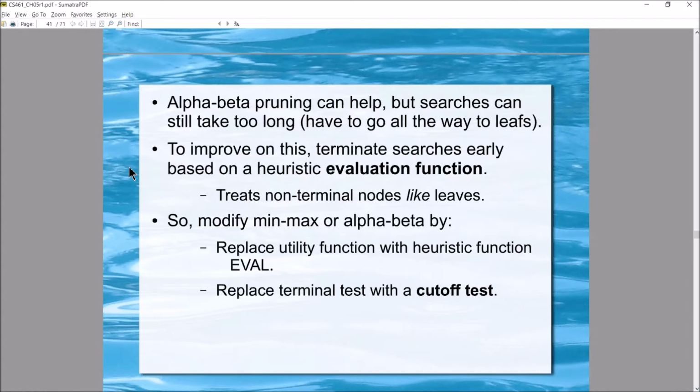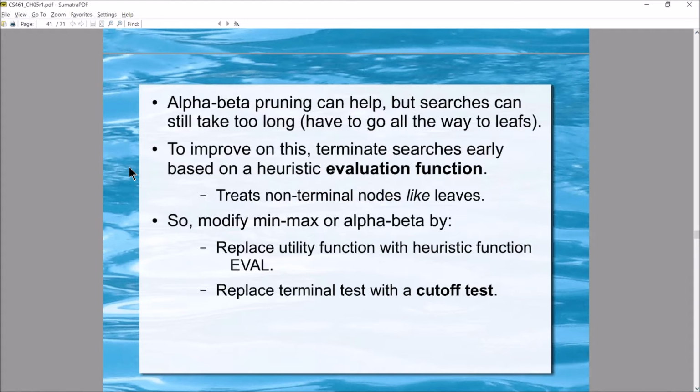So you can modify MINIMAX or alpha beta by doing what? Replace the utility function with a heuristic function called eval, and replace the terminal test function with a cutoff test function. That cutoff test function is going to say, all right, are we done? Are we going to end the search here? Let's cut it off early, guys. Let's pack it up and go home.